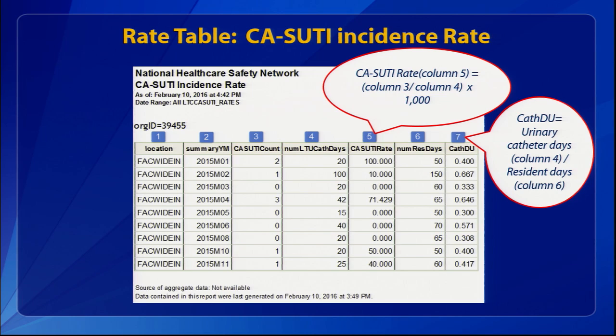As we observed in the Lab ID data, the location, column 1, is also facility-wide for UTI data. Column 3 shows the catheter-associated UTI count. Column 4 shows the catheter days. Column 5 is the CA-SUTI rate, and that's calculated by dividing the CA-SUTI count in column 3 by the number of catheter days in column 4, multiplied by 1,000 resident catheter days. Column 6 shows the number of resident days, and column 7, the catheter utilization ratio.